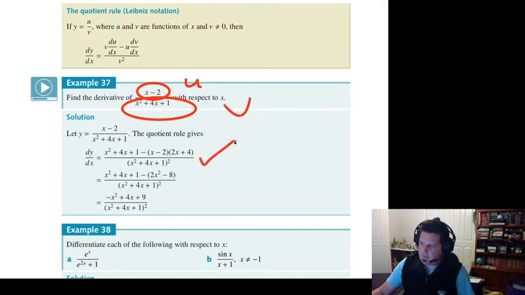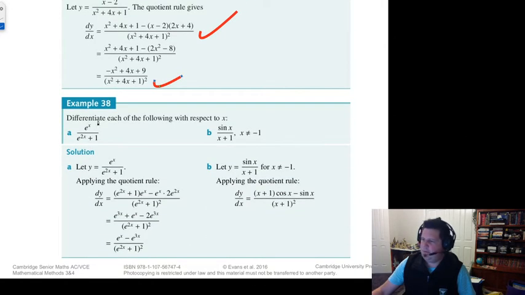Yep, so it's just a matter of carefully writing it all out. The tricky part can be simplifying it all down. So again, making sure that you get things right. Take your time with that. You will get an answer at the end.